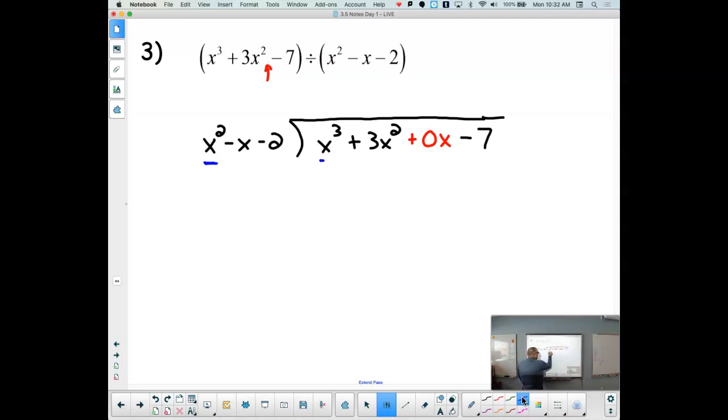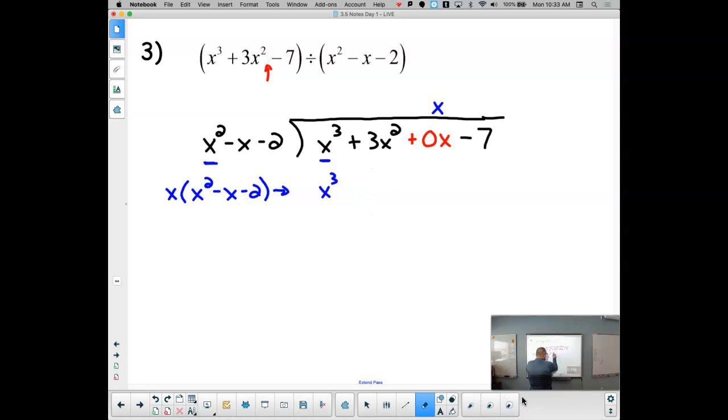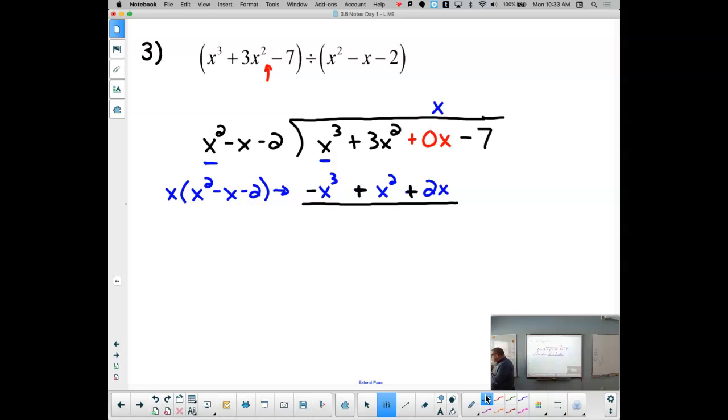I want x squared to look like x cubed. Well, that means I need to multiply by x. So here is going to be x times x squared minus x minus 2. So that's going to be x cubed minus x squared minus 2x. And now instead of changing both signs, I change all 3 signs for my subtraction.